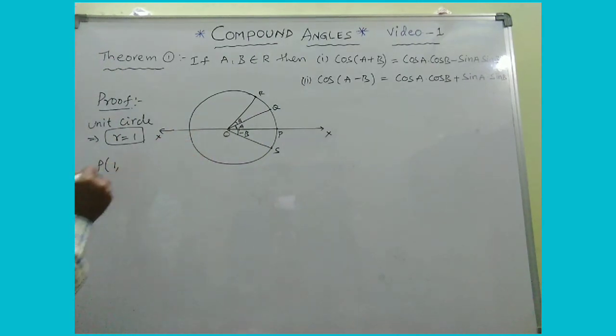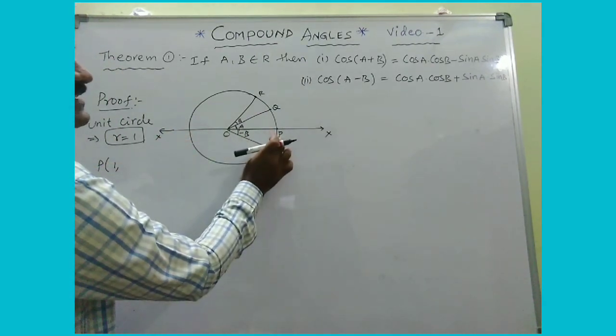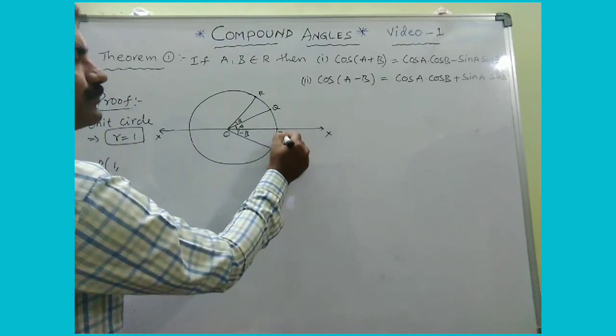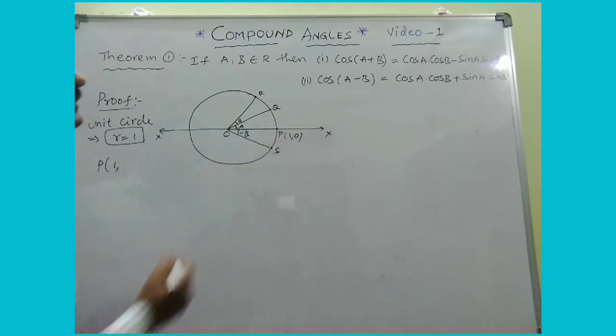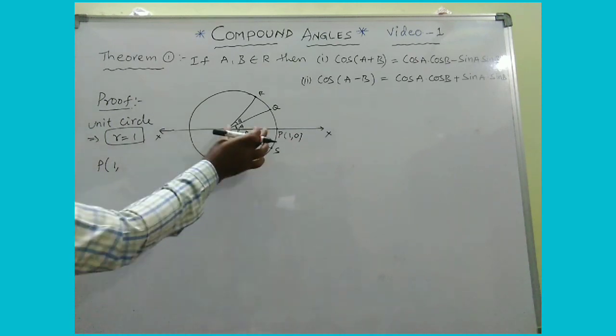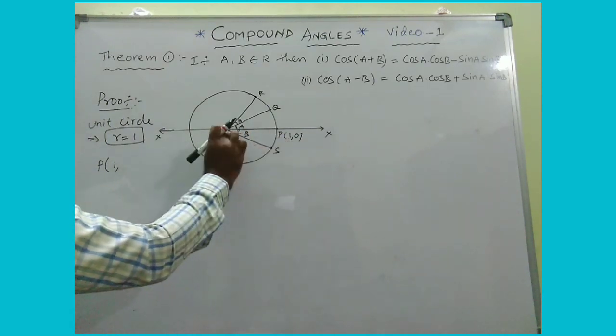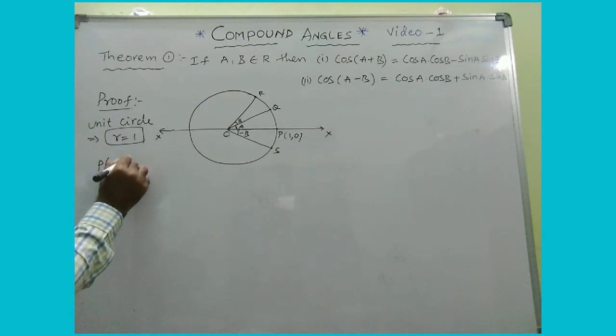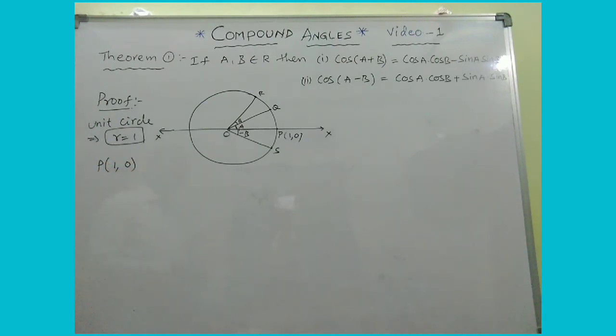And 1, comma. P is on the x-axis. Hence its y coordinate is 0. So 1, comma 0. Isn't it? OP is nothing but 1 and P is on the x-axis. So any point on the x-axis has y coordinate 0. So therefore the coordinates of P are 1, comma 0. Similarly, I want the coordinates of Q as well as R.